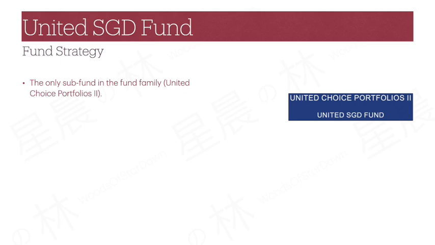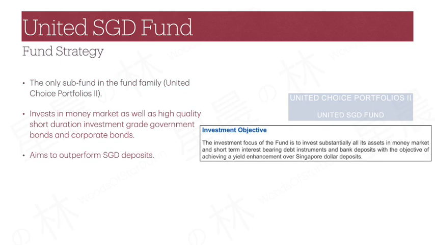The United Sing Dollar Fund is the only sub-fund in the United Choice Portfolios 2 fund family, which is quite uncommon to see, considering UOBAM has various other fund offerings available. The fund has a very straightforward and simple fund strategy. The main objective is to outperform Sing dollars deposits by investing in money market instruments as well as high-quality, short-duration investment-grade government bonds and corporate bonds.